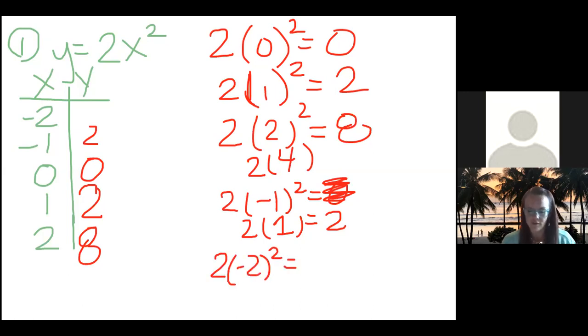If I do this part first, because that's order of operations, I have to do exponents first. -2 times -2 is a +4, times 2 gives me an 8.